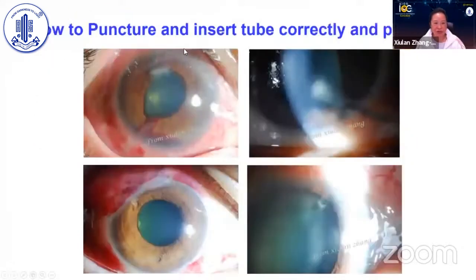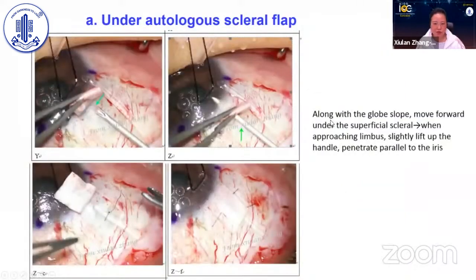And how to puncture and insert the tube correctly and precisely. A bad position easily causes bleeding, or touches the endothelial cells, iris, or the lens. So along with the curve, go slowly, moving forward under the superficial sclera. When approaching the limbus, slightly lift up the handle like this. Follow the green arrow and penetrate parallel to the iris.